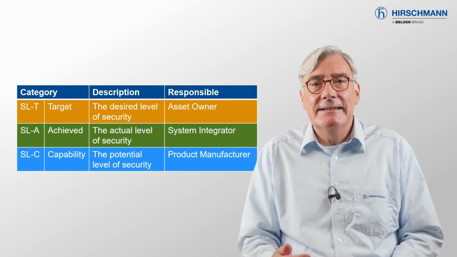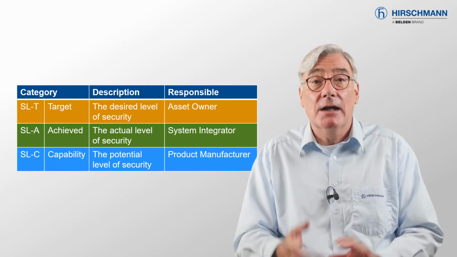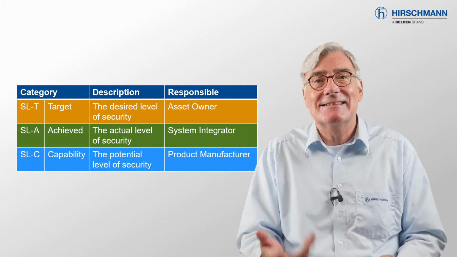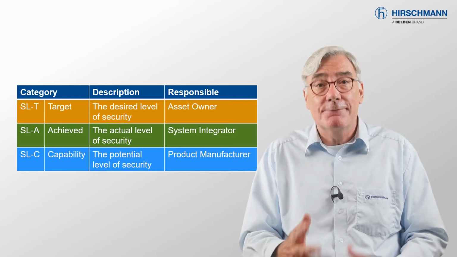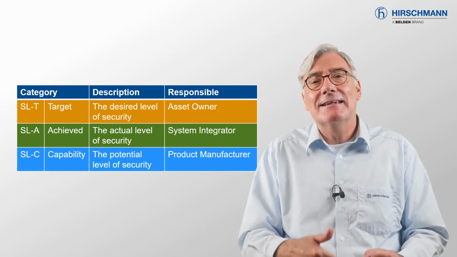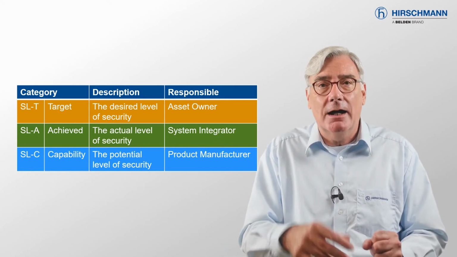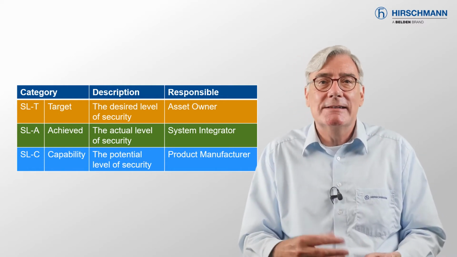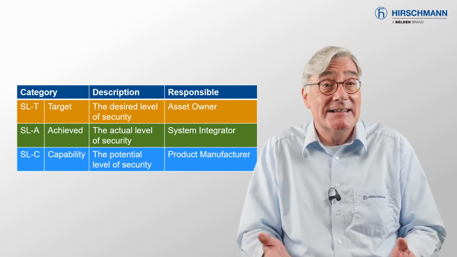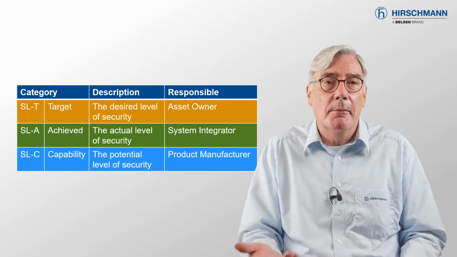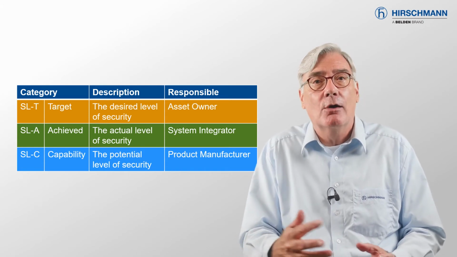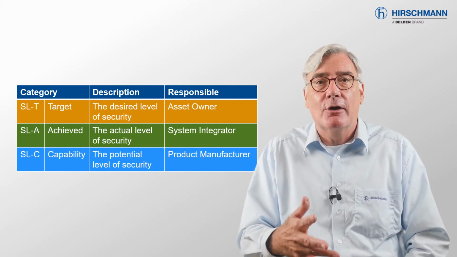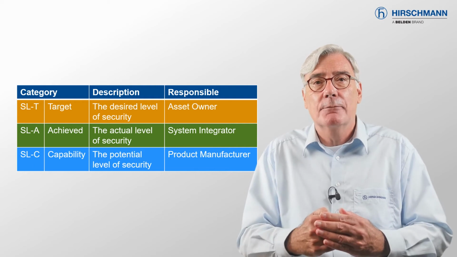Security levels are divided into three categories: target, SLT, achieved, SLA, and capability, SLC. The SLT is defined by the asset owner and defines the level of security desired to ensure correct operation of the system. The SLT is usually determined as the result of a risk assessment, which will consider probability and consequences of a security breach.